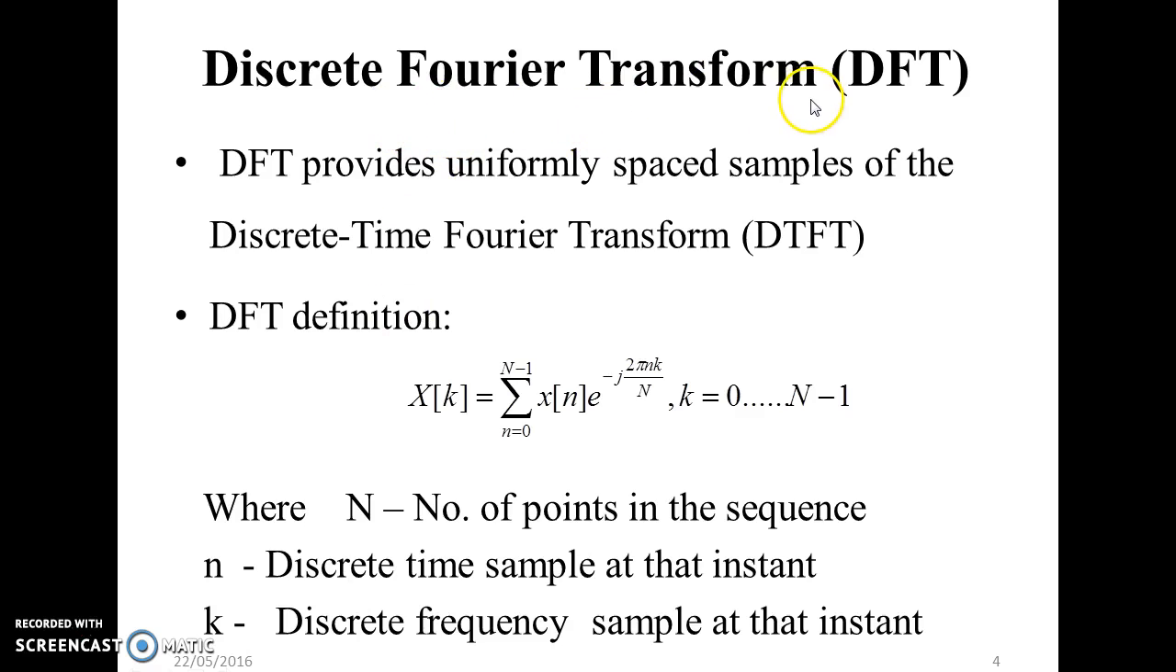Discrete Fourier transform, DFT. DFT provides uniformly spaced samples of the discrete time Fourier transform, DTFT. DFT definition: X of k is equal to summation over n equal to 0 to N minus 1 x of n e raised to minus j 2 pi nk upon N, for k equal to 0 to N minus 1, where N is the number of points in the sequence. Small n is the discrete time sample at that instant. Small k is the discrete frequency sample at that instant.